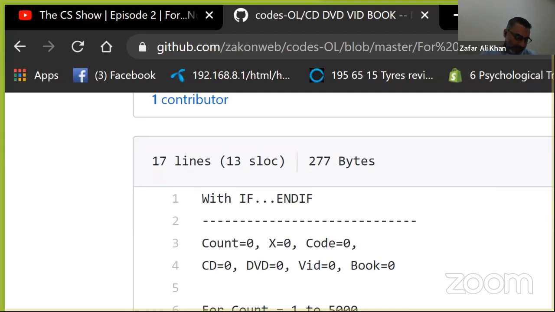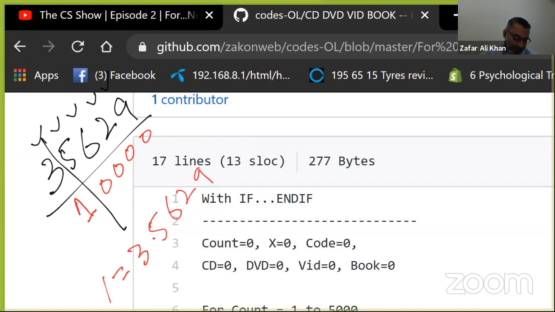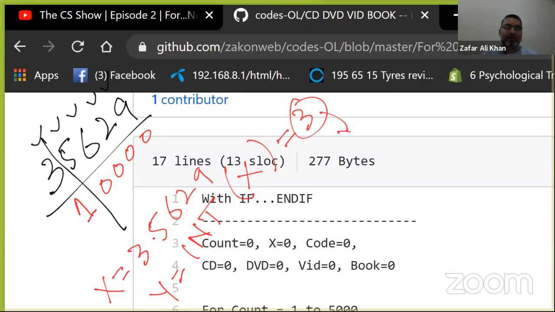We have got 5,000. Let's say 3, 5, 6, 2, 9. This is 1, 2, 3, 4, 5 digits. If we have to extract the first digit only, this one, then we put 1 underneath that one digit and 0 underneath the rest. This will make it 3.5629. Let's assign it to x, and then y is equal to integer of x. This will make it just 3.